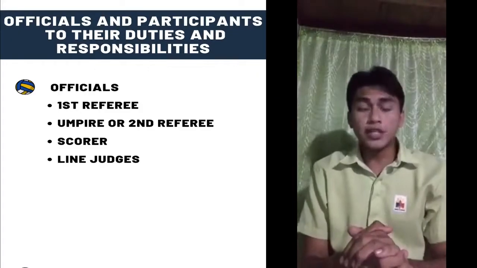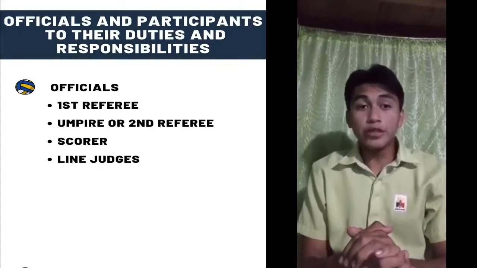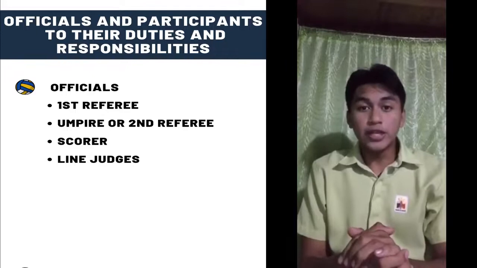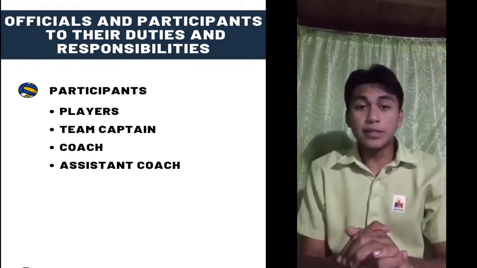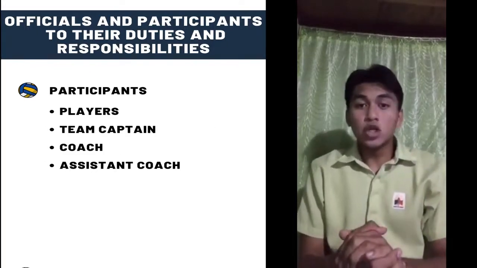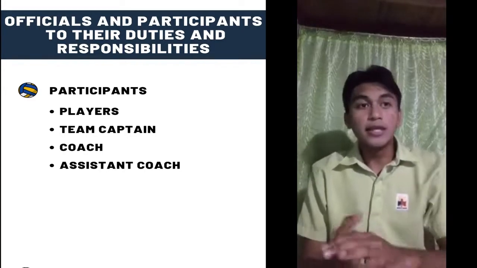So now, let us proceed to the officials and participants, their duties and responsibilities, by John Michael Polondaya. So now, let's proceed to the officials and participants and their duties and responsibilities. Officials, there is a first referee, umpire or second referee, scorer, and line judge. Participants, there are players, team captain, coach, and assistant coach.